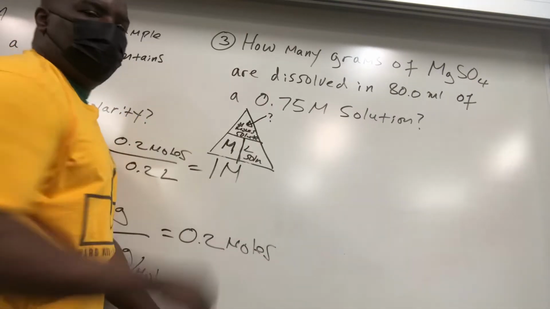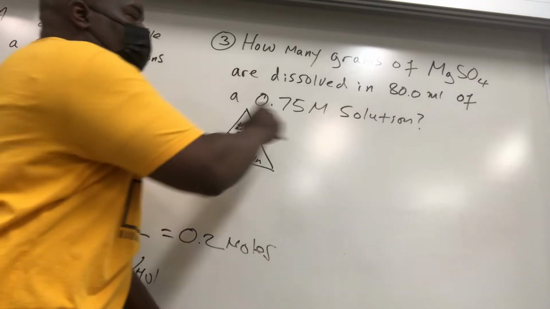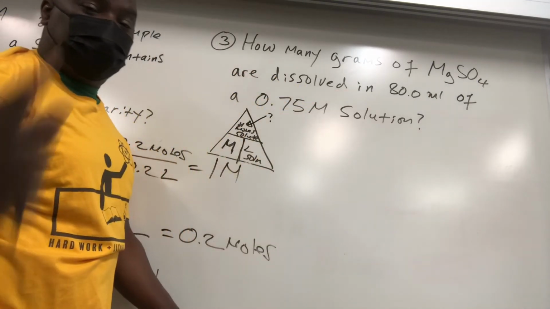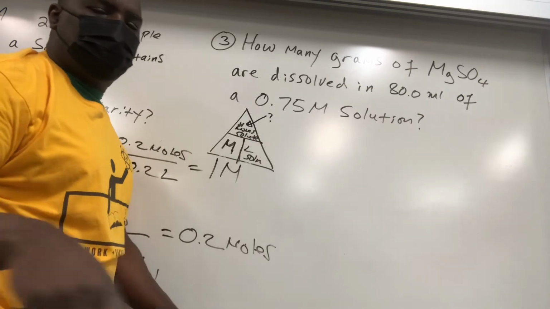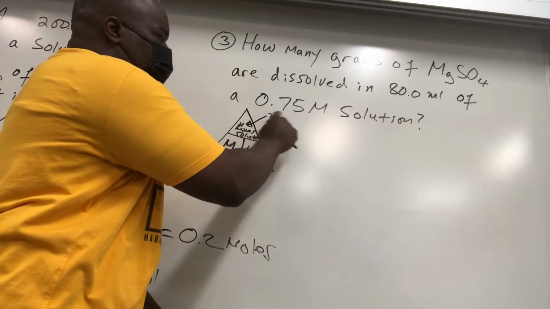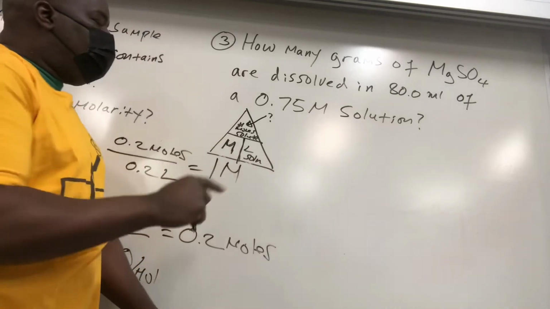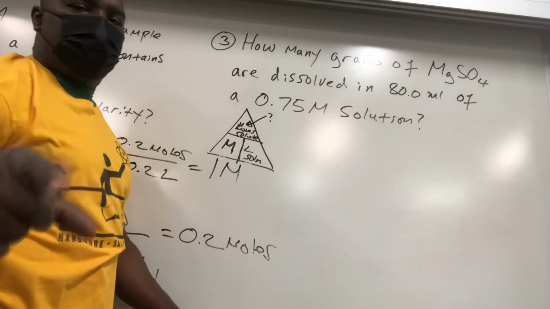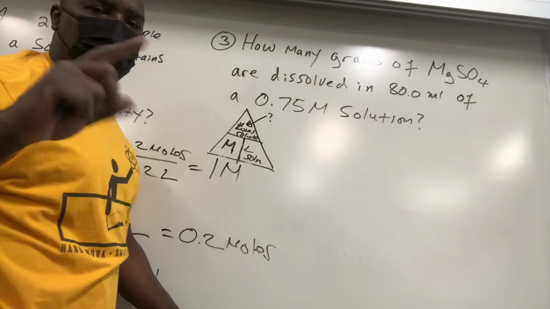And we're going to continue reading the problem. So, we have 80.0 milliliters. Now, we're not going to panic. That's milliliters, right? We can change that to liters, no problem. And we're given the big M right here is 0.75. So we have to multiply big M times liters to get our moles, and then we're going to change the moles into grams, and we're good to go.